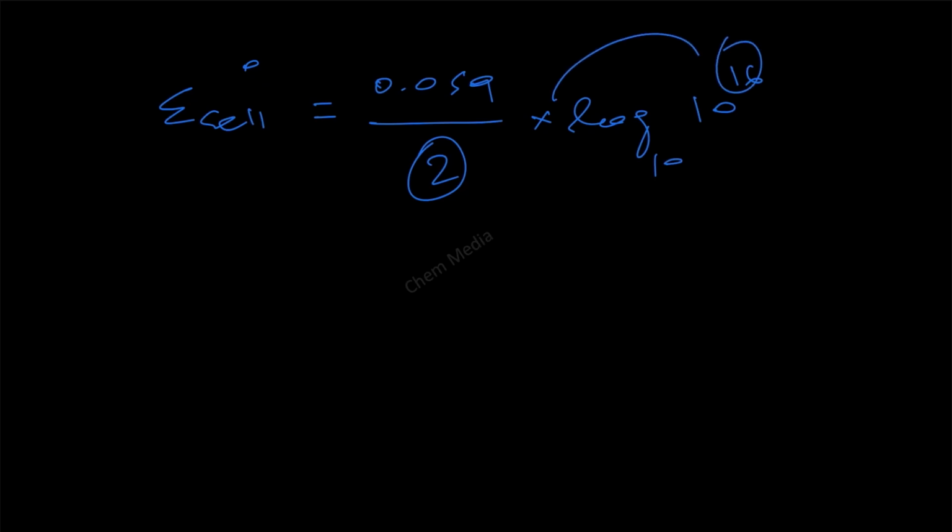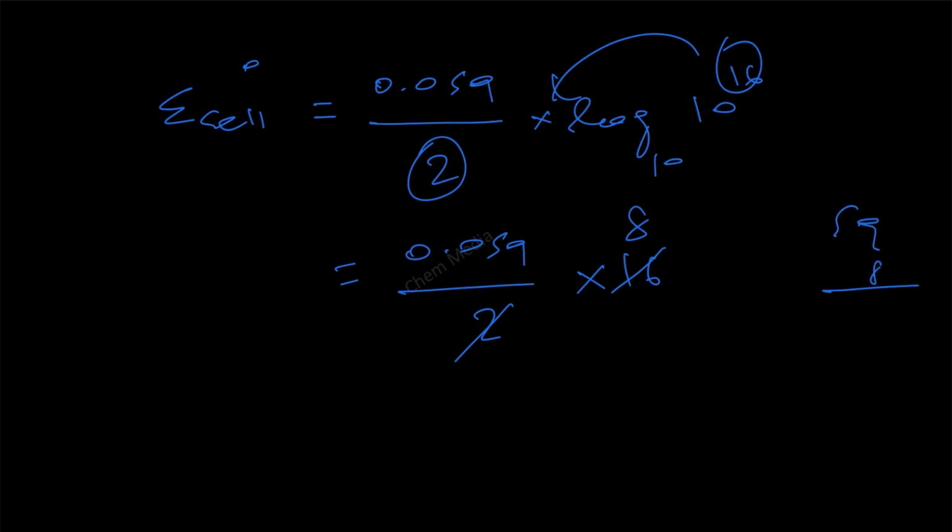So therefore 16 we can bring it here. This means 0.059 divided by 2 times 16, because log 10 base 10 is 1. So therefore this is 8 times 0.059. 59 times 8 would be 8 times 9, 72, remaining 7. 8 times 5, 40, so 47. So therefore this will be 0.472 volts.